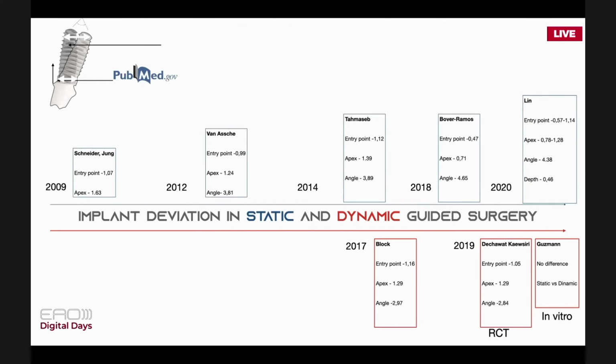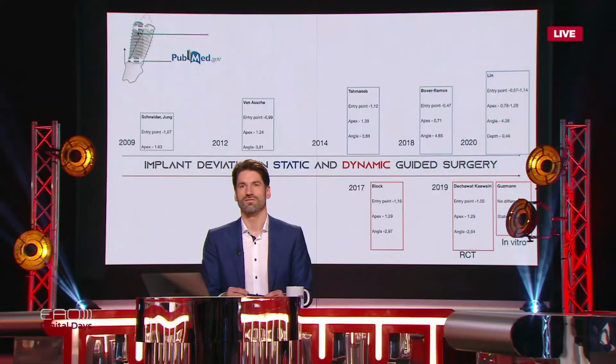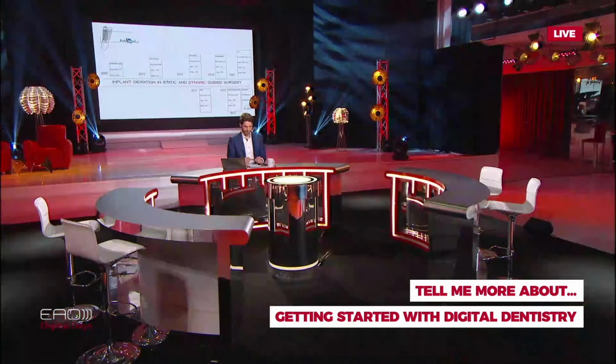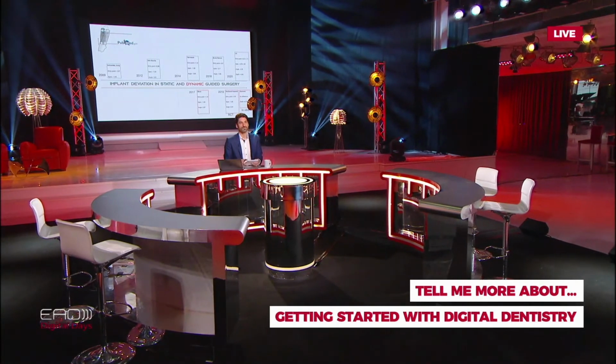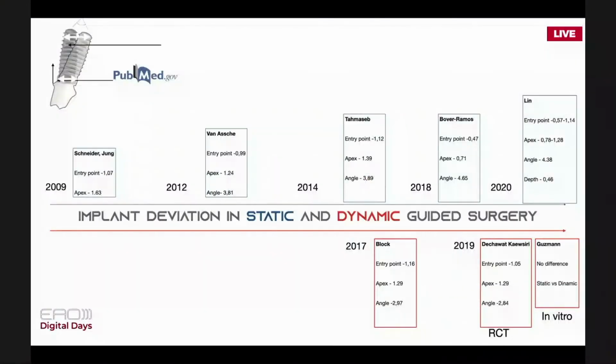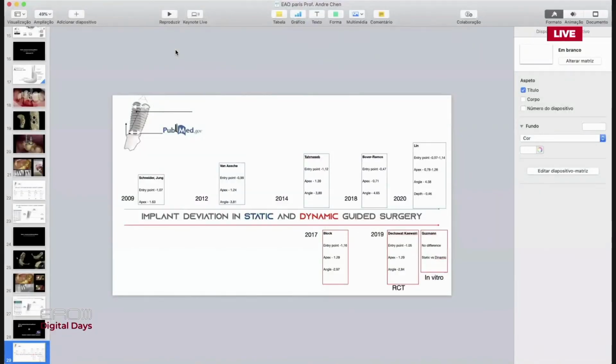Now, the curious thing is that the dynamic guided surgery seems to have a little extra edge, because you see that the error from different randomized clinical trials from different centers, they almost present the same error. It's more constant, the error. So that goes for accuracy and precision. So it means that, when you're using a dynamic guided surgery, you're more constant in doing your surgery.